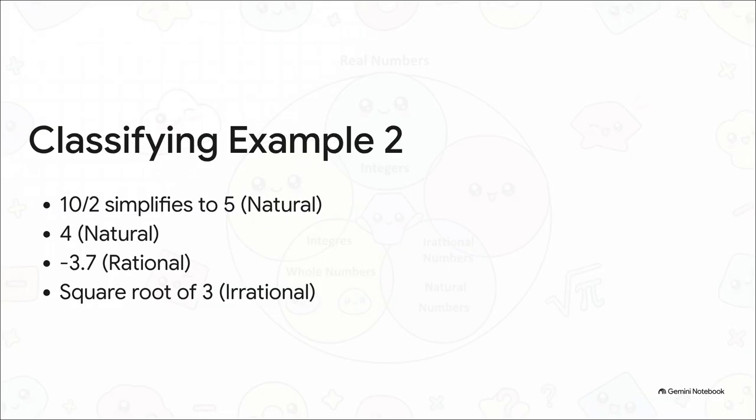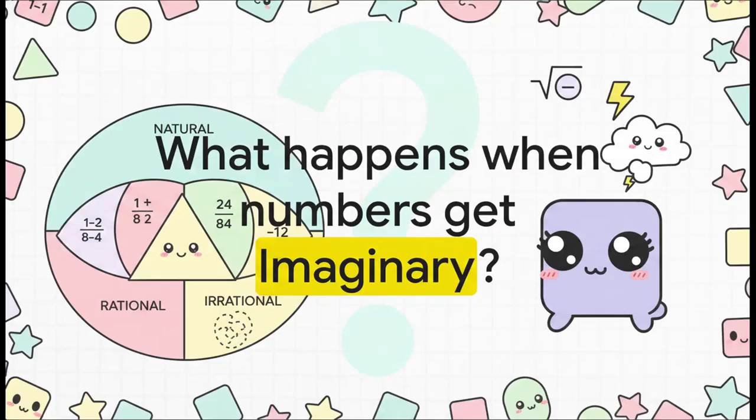Let's move to another mixed pile and see how this all builds together. 10 divided by 2 looks like a standard rational fraction, but remember, always simplify first. It's really just the natural number 5. 4 is obviously already natural. -3.7 is a terminating decimal, so that makes it rational. And finally, we return to the question that started it all, the square root of 3. Well, it can't be simplified, and its decimal goes on forever without repeating, so it firmly belongs in the irrational category.